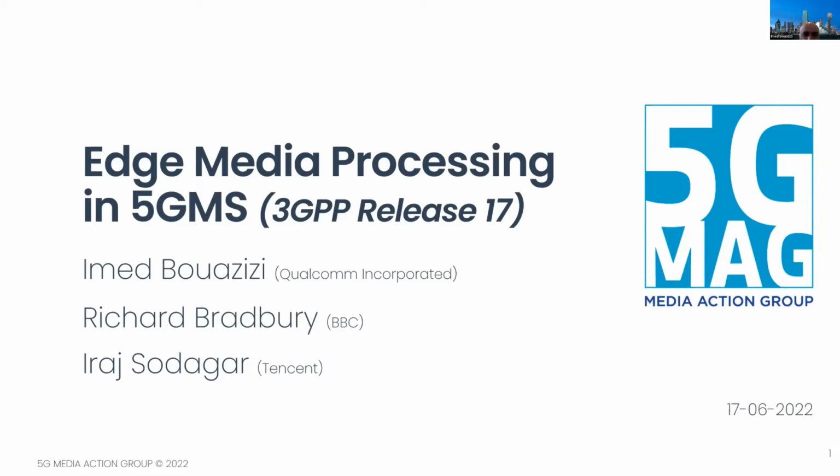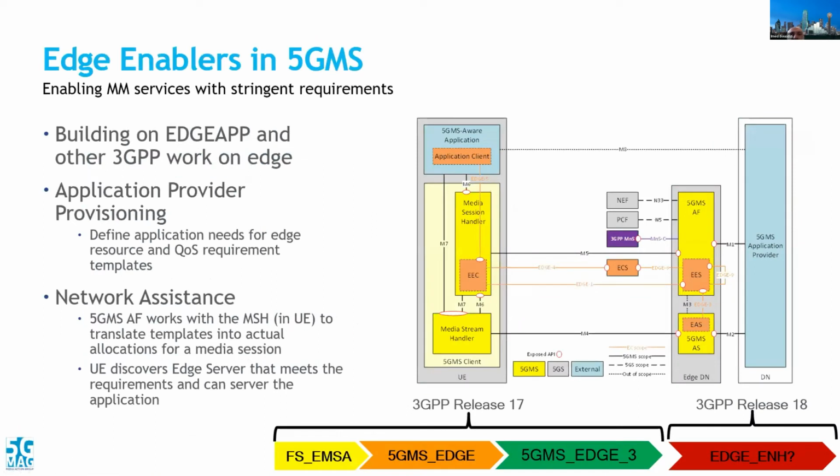I'll have a few references at the end if you're interested to understand the whole picture. Again, thanks to Richard and Iraj and everyone who has contributed to the work. It has been a long journey, actually. So it started with a study item, which we called EMSA. And then this moved into stage 2 work, where the architecture has been defined, and you can see the architecture in the picture here. So basically, it's an integration of the Edge app or the SA6 architecture on Edge and the SA5 architecture on management. These two architectures are integrated into 5G-MAG to enable things like discovering Edge and also setting up Edge resources on demand or on a need basis.